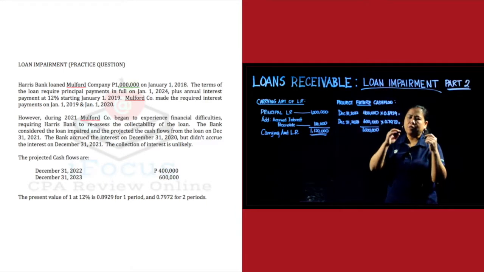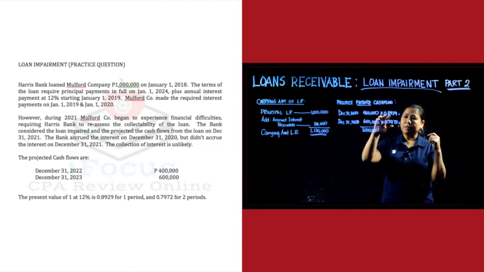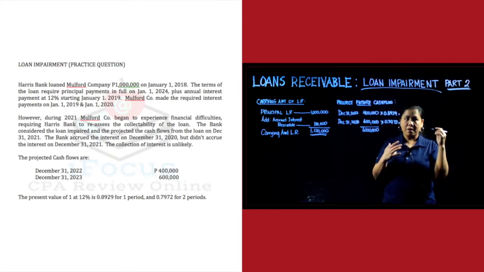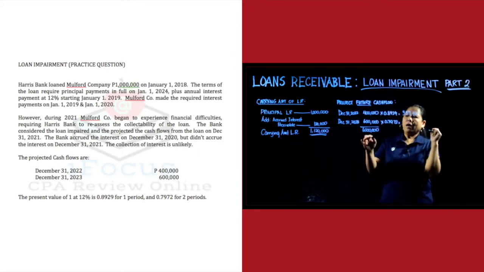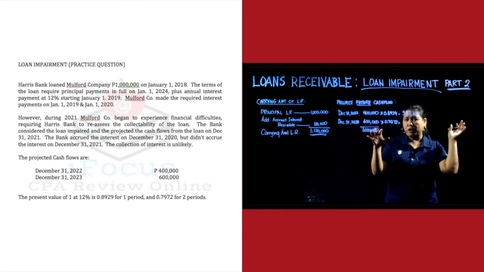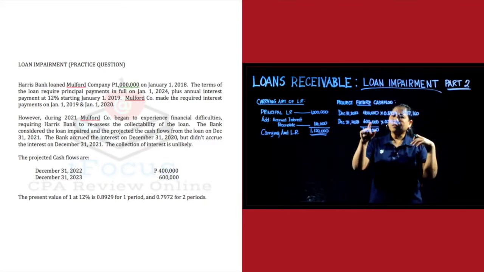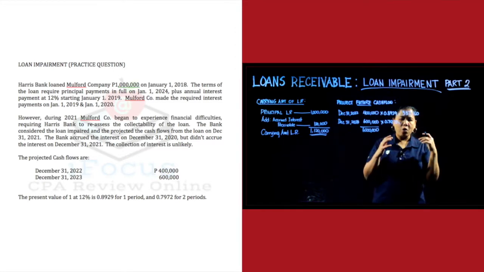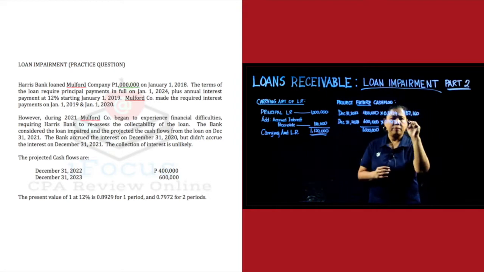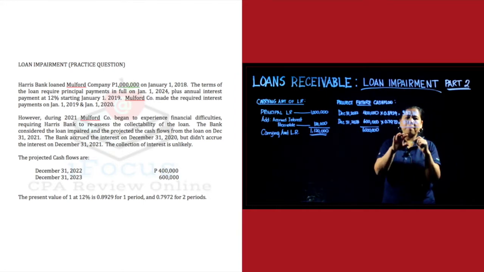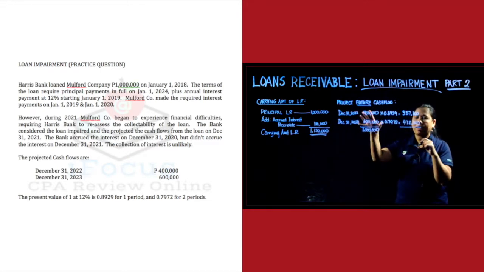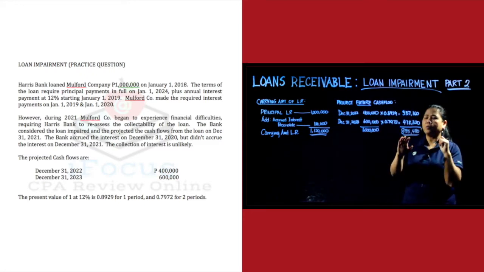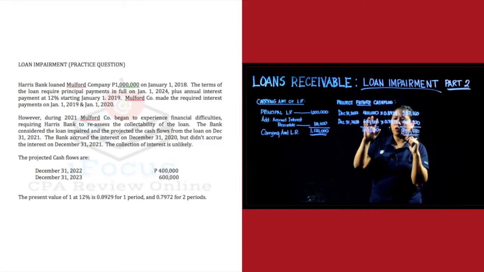So, yung marireceive ni bangko na 400,000, imo-multiply natin sa 0.8929, we will come out with the amount 357,160. And yung 600,000 na marireceive natin 2 years from 2021 is 600,000 times 0.7972. We will come up with a present value of 478,320. So, we will have a present value of all future cash flow of 835,480. Yan po ang ating present value of all future cash flows.